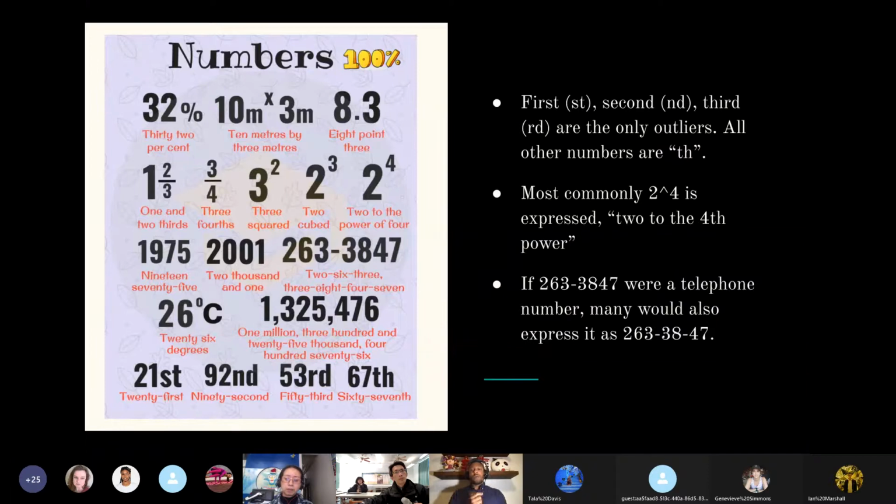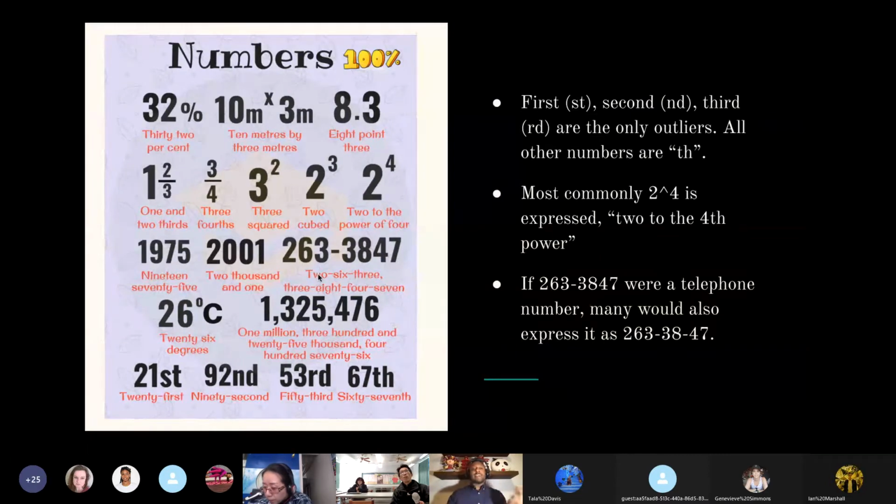And I think we already expressed this a little bit, but most commonly, if you have something like 2 to the fourth power, that's how it's going to be said. 2 to the fourth power. I know here in our diagram it says 2 to the power of 4, which is also correct. That is not an incorrect way to say that, but most commonly expressed in English, you would say 2 to the fourth power.